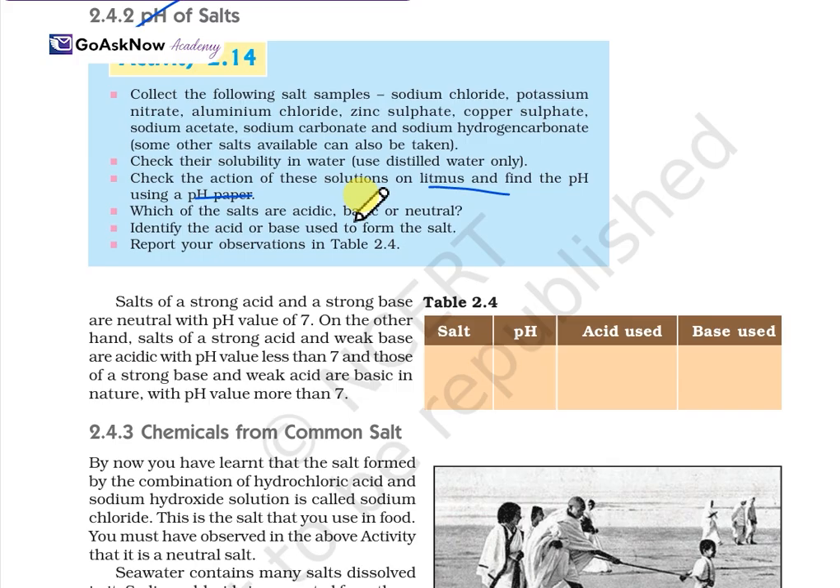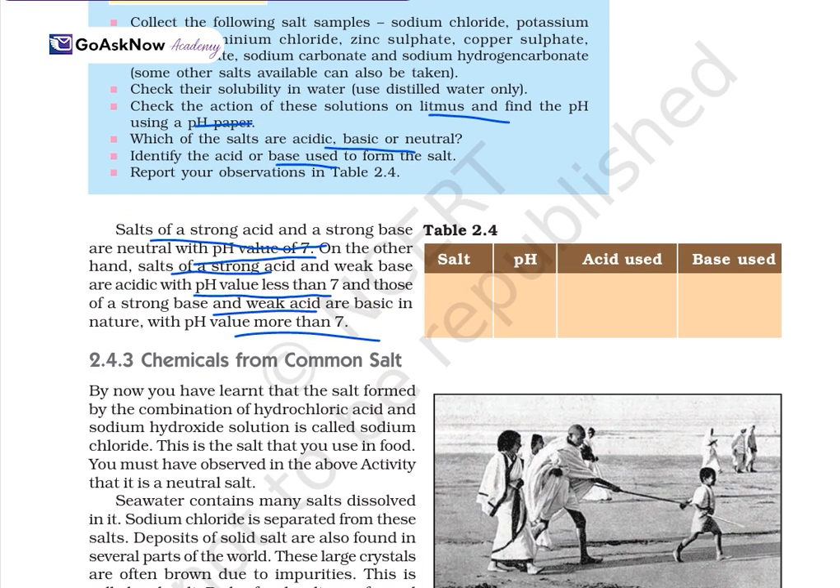So, which of the following are acidic, basic, and neutral in nature? You can identify the acid and the base of the form of the salt, and you'll have to report the observation here in this table. So, salt of a strong acid and a strong base is neutral with a pH value of 7. On the other hand, salt of a strong acid and a weak base is acidic, pH less than 7, and those of a strong base and a weak acid have a pH value more than 7. So, this is all about the pH of salts.